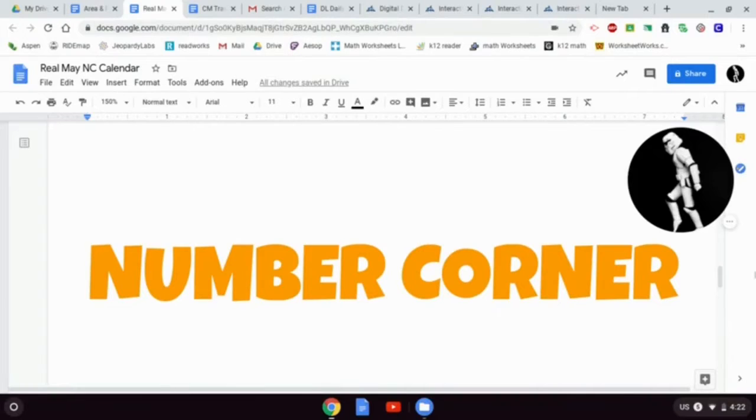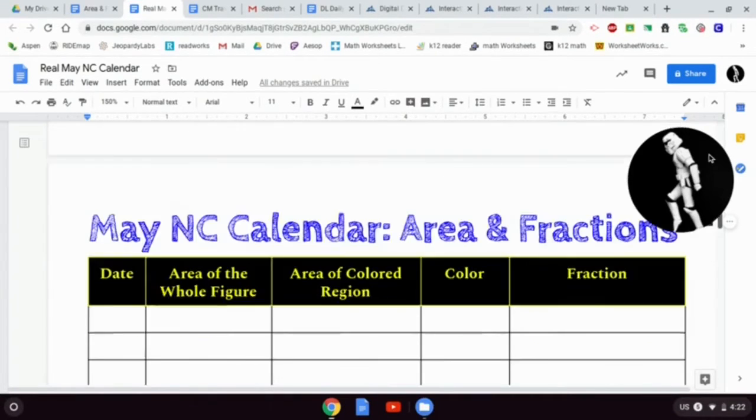Good morning, everybody. It's Monday, which means it's time to update your number corner calendar. So let's go ahead and do that. You're going to need that document, your May number corner calendar.